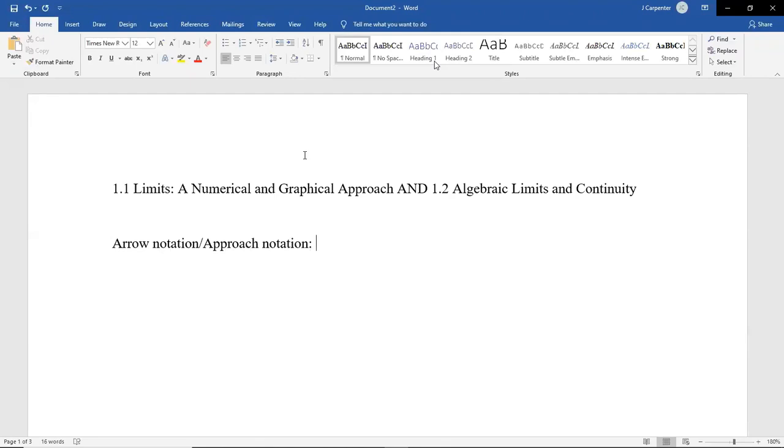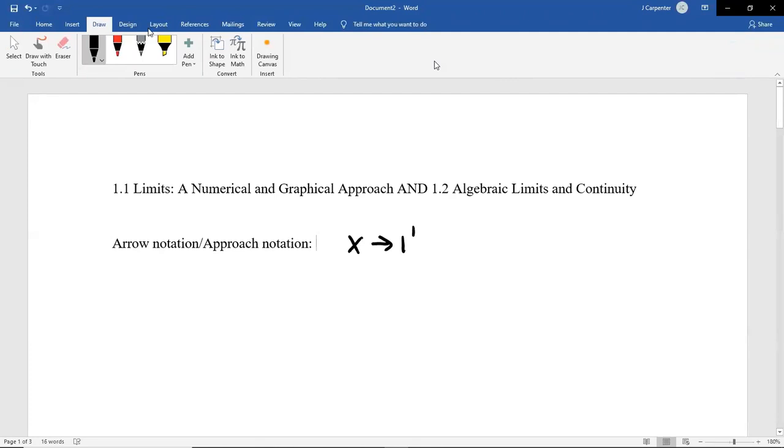If you see something like this, x and then an arrow and then a 1, I don't want to do that part yet. This says, as x goes or approaches 1, as x goes to 1. That's the way that reads.